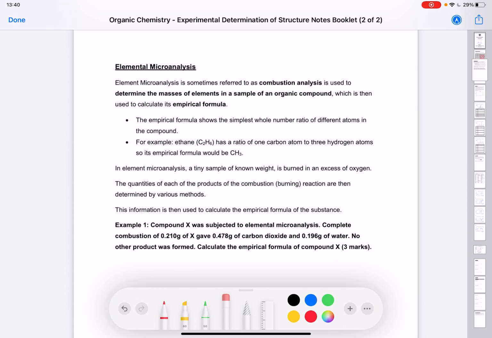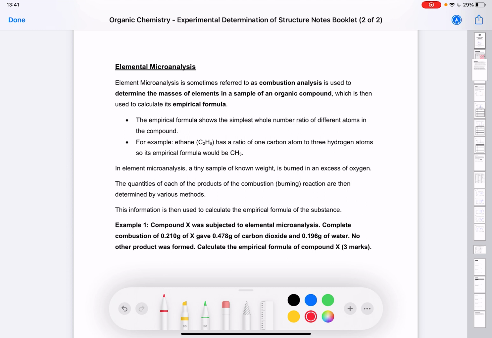So in elemental microanalysis, a tiny sample of known weight is burned in an excess of oxygen. The quantities of each of the products of the combustion reaction are then determined by various methods, and this information is then used to calculate the empirical formula of the substance. So as a wee reminder, when we are doing a combustion analysis, oxygen will react with every individual element that's present. So if your substance contains carbon and hydrogen, then the oxygen will react with the carbon to produce carbon dioxide, and the oxygen will react with the hydrogen to produce water, hydrogen oxide.